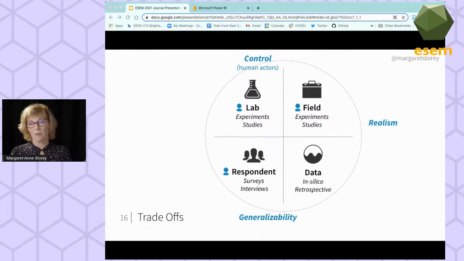And for generalizability, I've positioned that close to respondent and data strategies, because with those types of strategies, we have more potential to increase the generalizability of our findings.